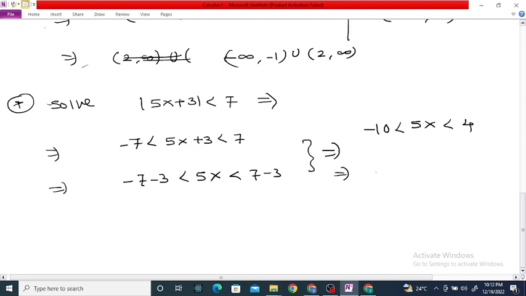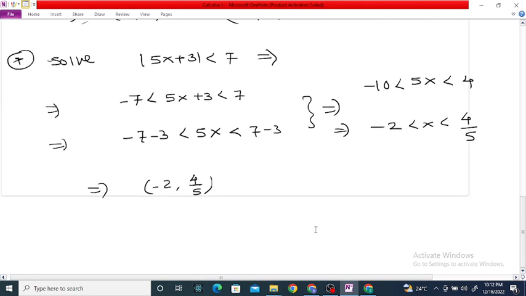So this implies, if we divide by 5 on both sides, we get minus 2 less than x less than 4 by 5. So the solution is minus 2 to 4 by 5. So this is the solution for the given absolute value inequality.